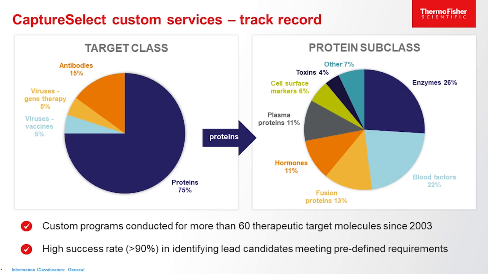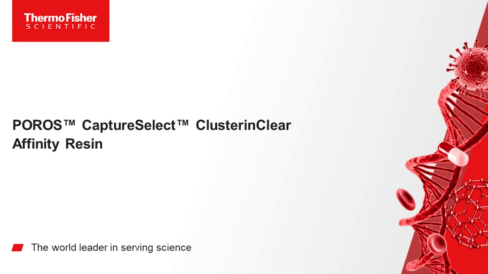In terms of track record, we have this distribution among different classes. Most of the projects are in proteins, and inside proteins we have a lot of projects on enzymes, blood factors, fusion proteins, plasma proteins, so a lot of different options. Since 2003, we have more than 60 projects with a very high success rate, more than 90% in identifying lead candidates meeting predefined requirements.